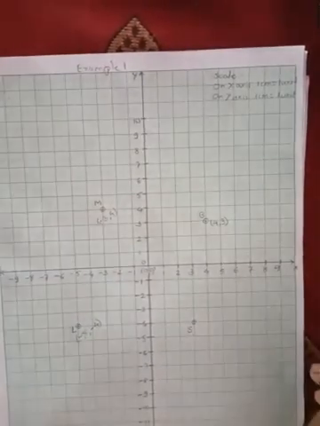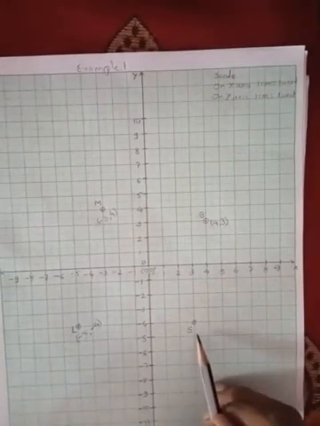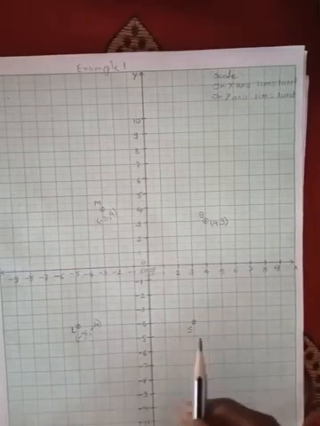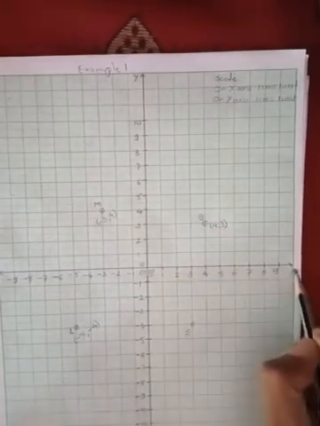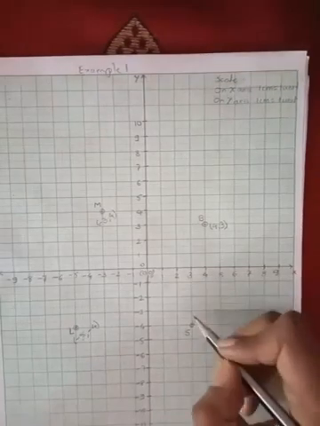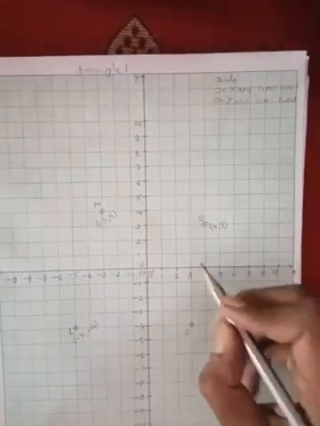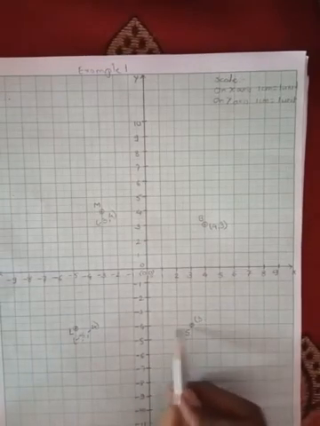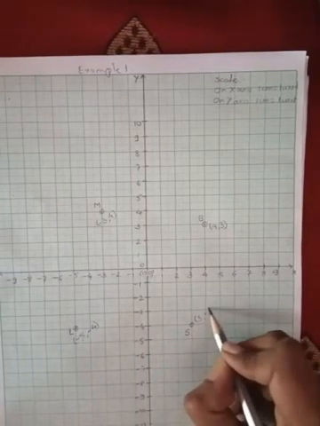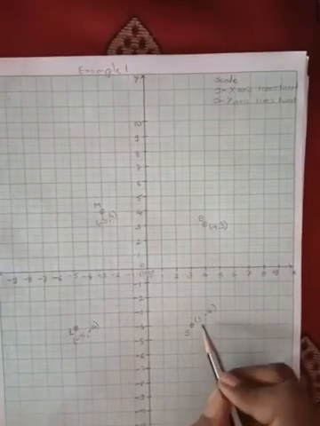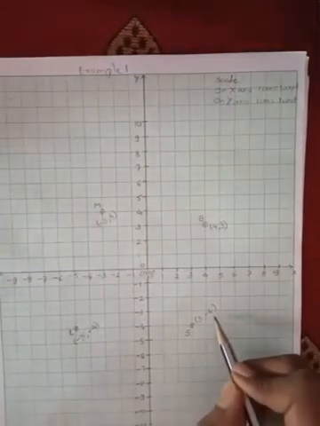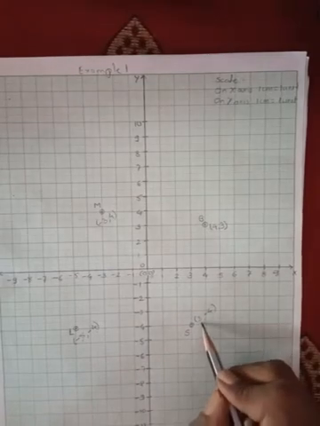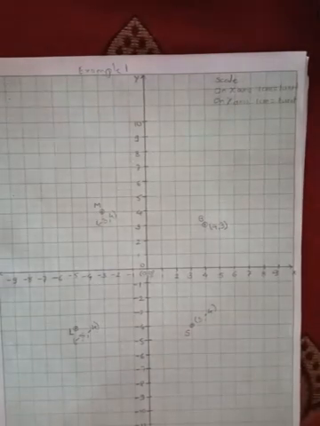And the last fill in the blanks is about point S. The x coordinate and y coordinate of point S. Now, this is the x-axis, this is the y-axis. If you draw the perpendicular on the x-axis, it will go to 3. So the x coordinate is 3, and if you draw the perpendicular on the y-axis, it will go to -4. It means the x coordinate is 3 and the y coordinate is -4. Hence, the coordinates of point S are 3 and -4.